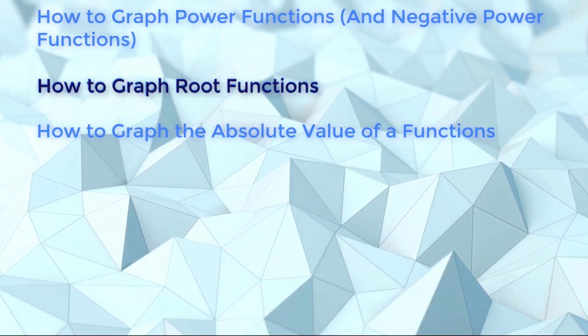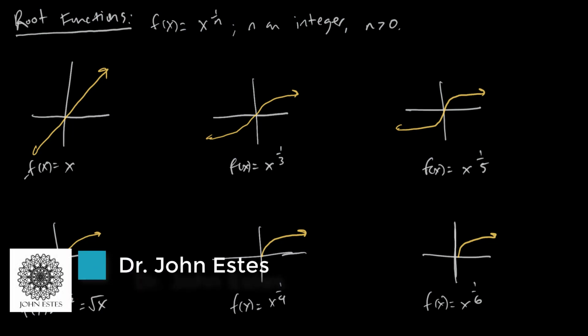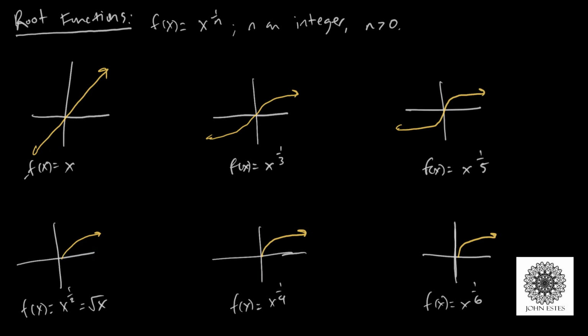Today we want to look at root functions. I'm going to define what a root function is and then look at the graphs. Here you can see that the root function is defined as f of x equals x to the 1 over n power, here n being an integer and n is greater than 0. So in other words, x to a power, and that power is 1 over some integer. Okay, so it's some sort of fraction exponent here.